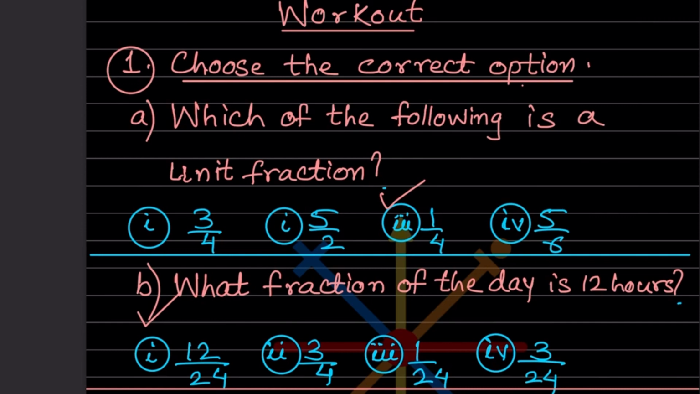So now what does this say? Choose the correct option. Which of the following is a unit fraction? Whenever they say unit, unit means 1. So of course here you have to look at the numerator. So here is 3, 5, of course here 1 by 4. So this is the unit fraction. So just remember, unit means you have to think that is 1. So this is 5, so this cannot be. So the only option is 1 by 4.